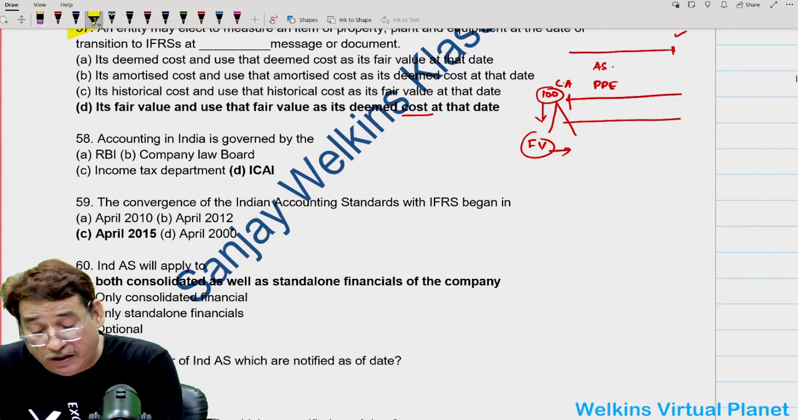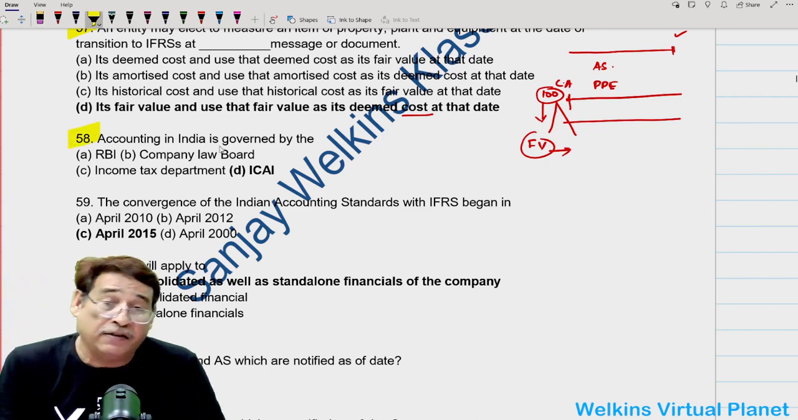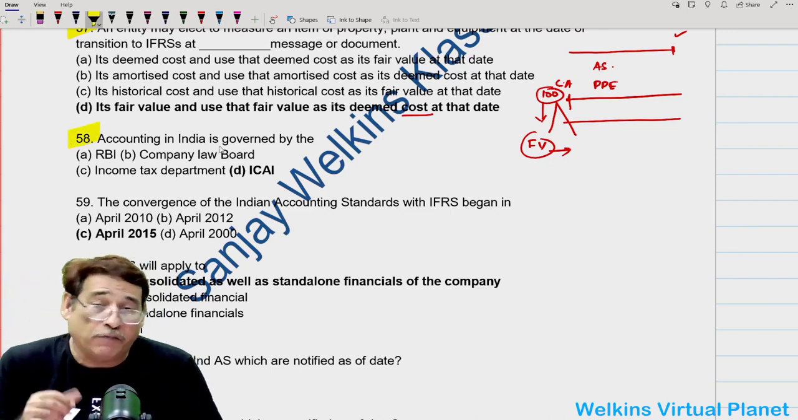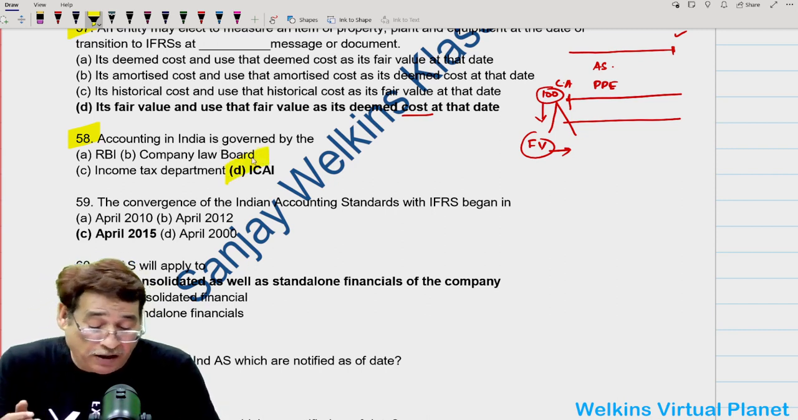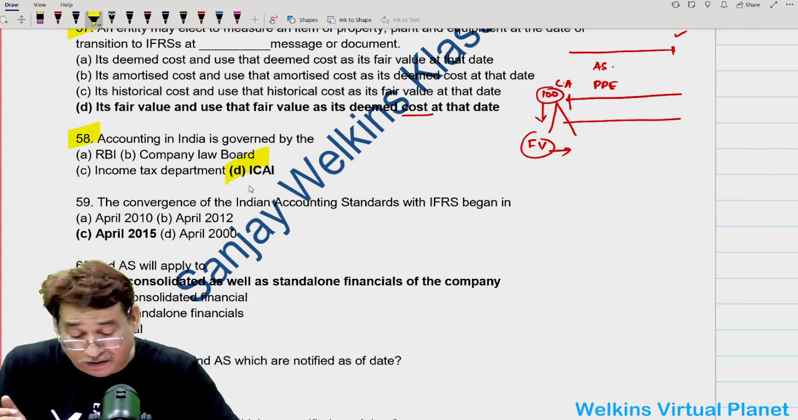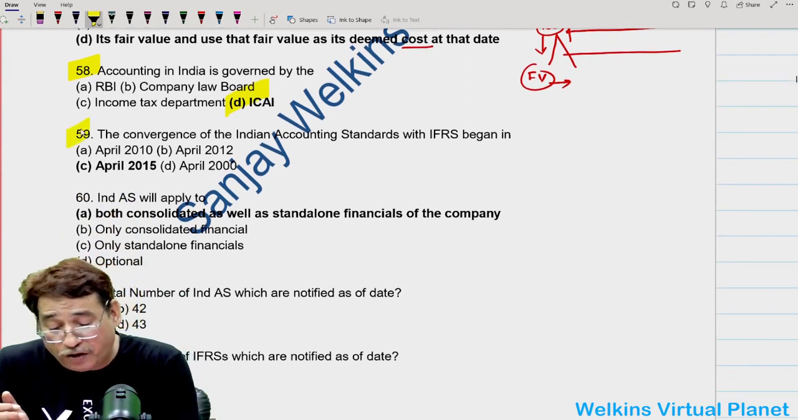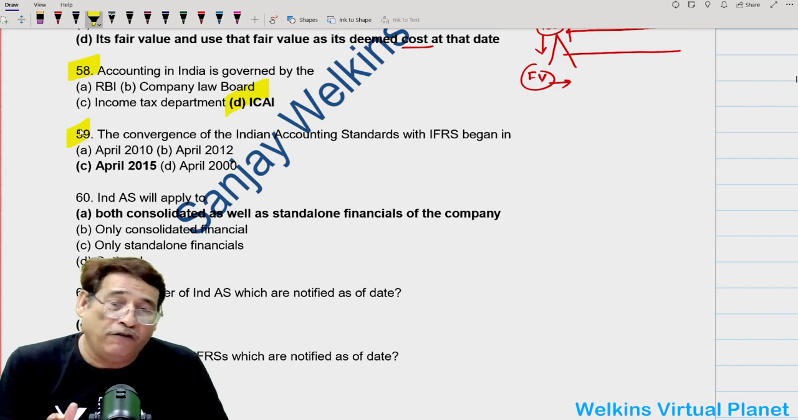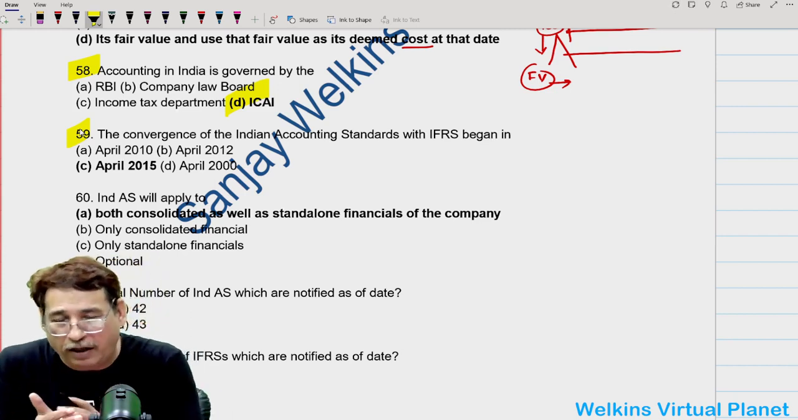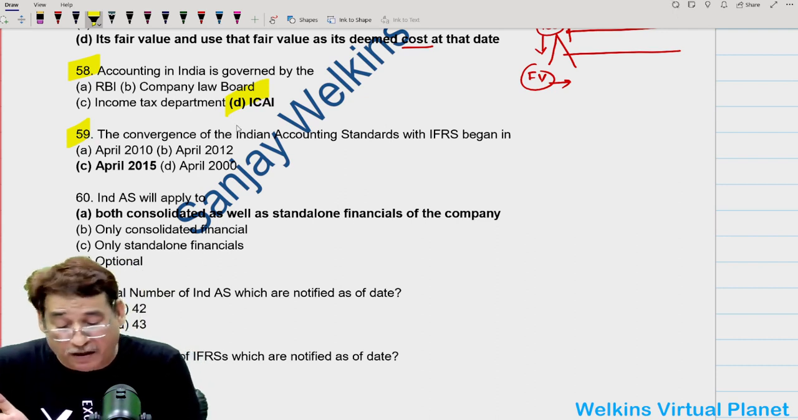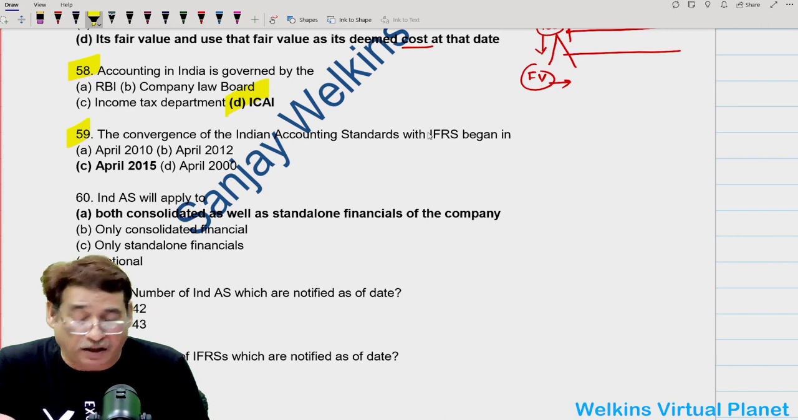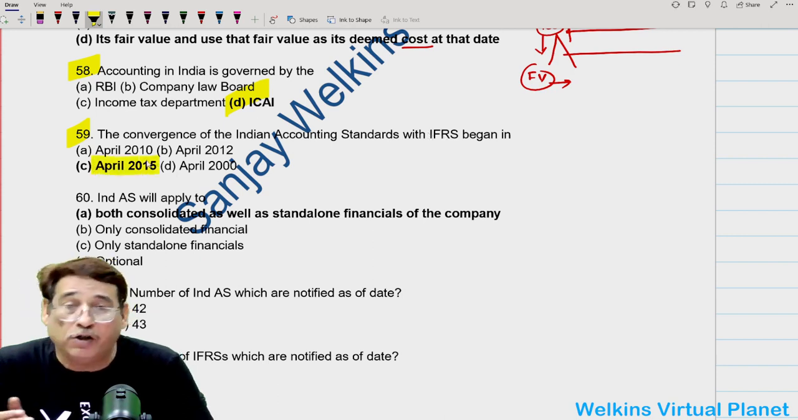Next question is, accounting in India is governed by, now you let me know: RBI, Company Law Board, Income Tax Department or ICAI. For God's sake, don't give me any wrong answer. ICAI is your correct answer. As a professional student, you need to know. In fact, in my notes, just prior to the Ind-AS, I have given in some opening paragraphs that conversion of Indian accounting standards with IFRS actually began in the month of April 2015.